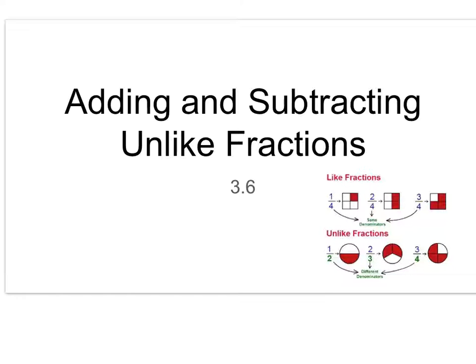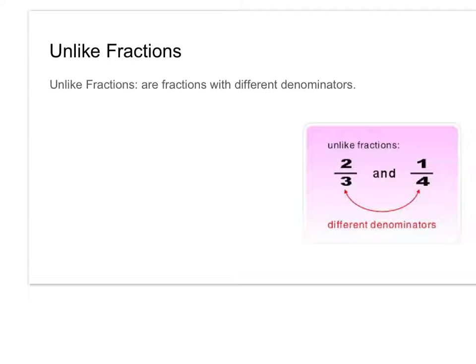Adding and subtracting unlike fractions will be our last topic of this chapter. Unlike fractions are fractions with different denominators. If you look at the example, they have 2/3 and 1/4. If you look at them, they have different denominators. Their whole is made up of different size pieces.